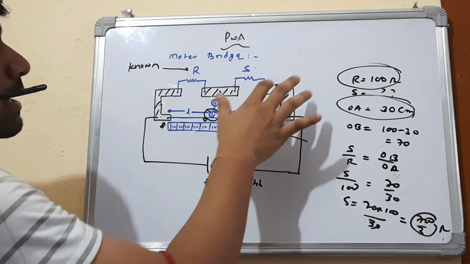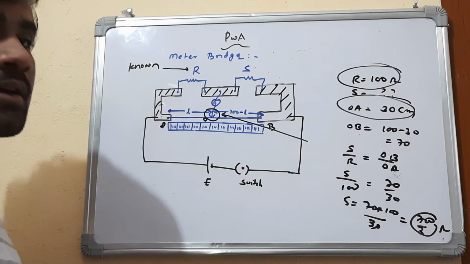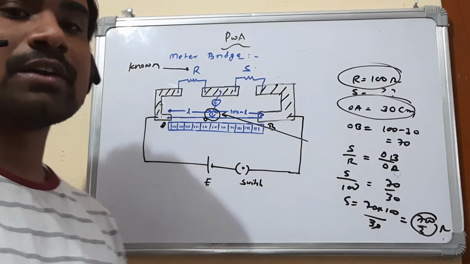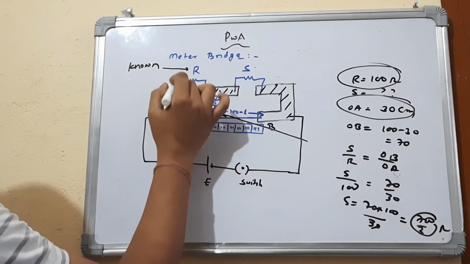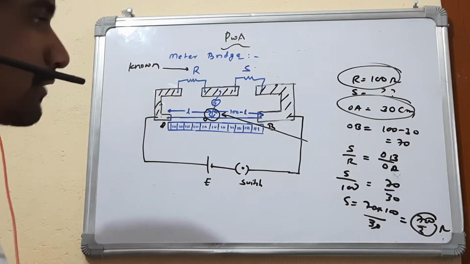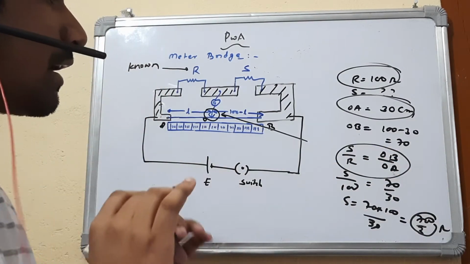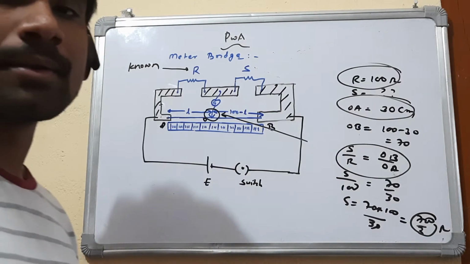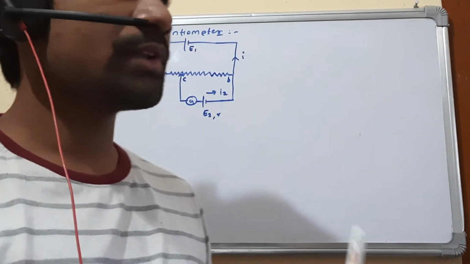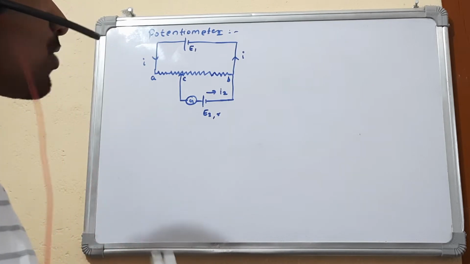Sometimes this unknown resistance can be converted into a different fashion if I place one more resistor, let's say in parallel to this or in series with this. But finally, this is the equation you need to know, and you need to approach it that way, right? So the next instrument which we will discuss is the potentiometer.